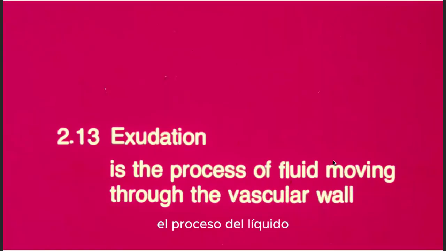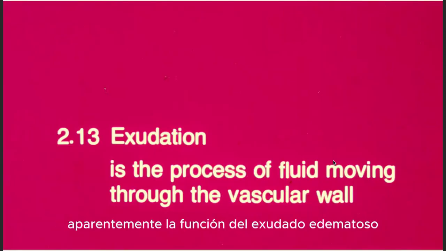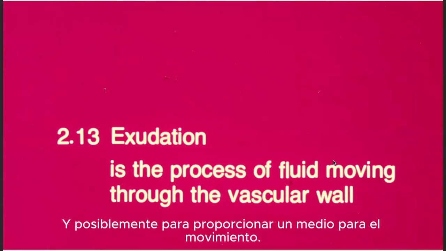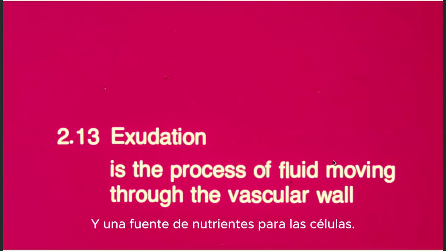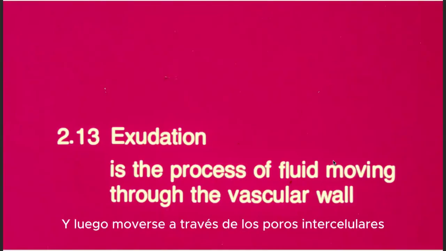The process of the fluid moving through the vascular wall in the inflammatory reaction is known as exudation. Apparently, the function of the edematous exudate is to dilute any injurious agents which may be present within the tissue, and possibly to provide a medium for movement and a nutrient source for the cells that will soon follow. The stickiness of the endothelial cells allows the white blood cells to congregate along the inner surface of these cells, and then to move through the intercellular pores.